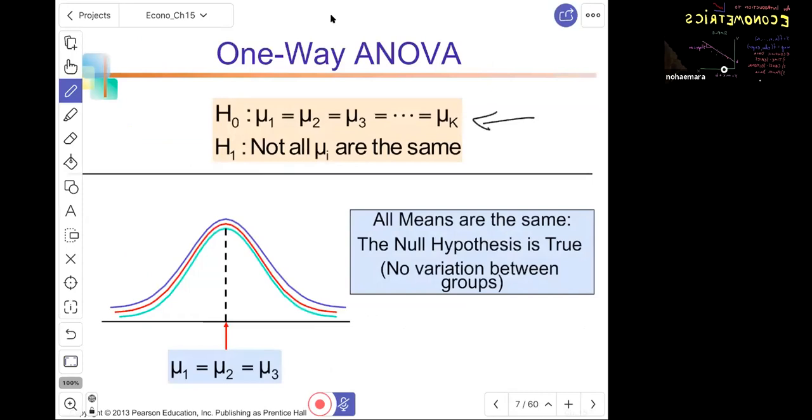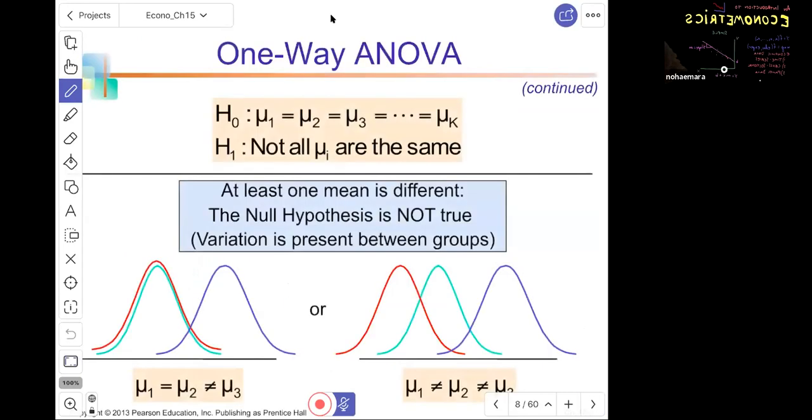Okay, this is a graphical representation of the null hypothesis. When I say that the means are equal, then they are all centered around the same mean. I might have slight variations in their variance, but they are tightly around the same mean.